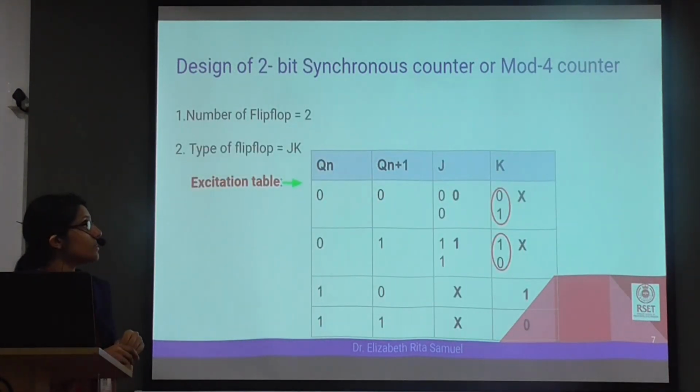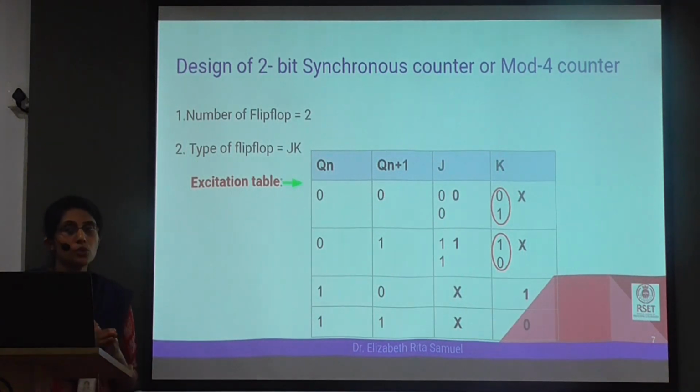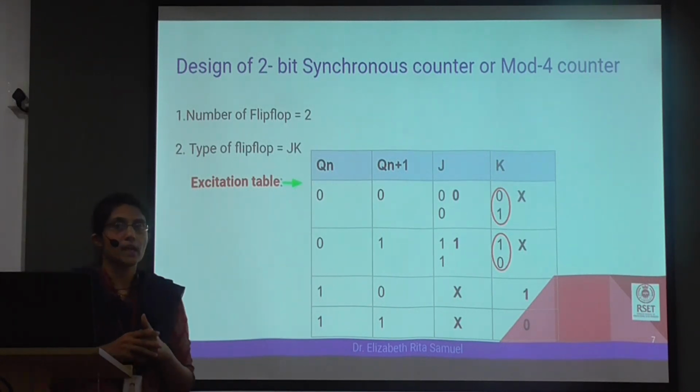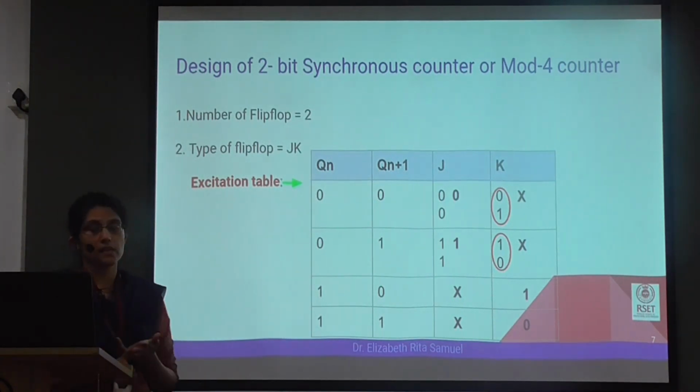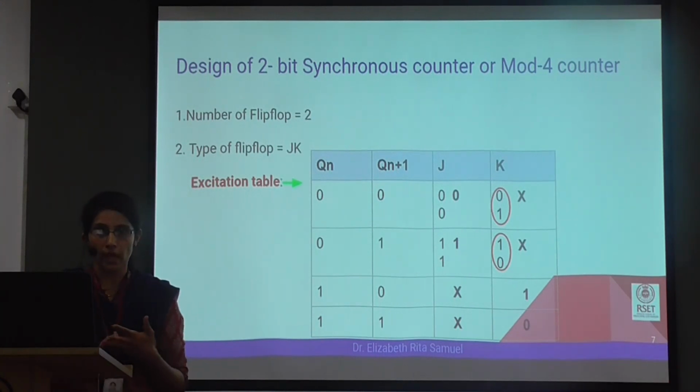So with an example, we will start. Suppose we want to design a 2-bit synchronous counter or mode 4 counter. Now with 2 bits, we know we can count from 0 to 3. That is 00, 01, 10 and 11. Since there are 4 different states, that is 0, 1, 2 and 3, we call it a mode 4 because we have 4 different modes in our counting.